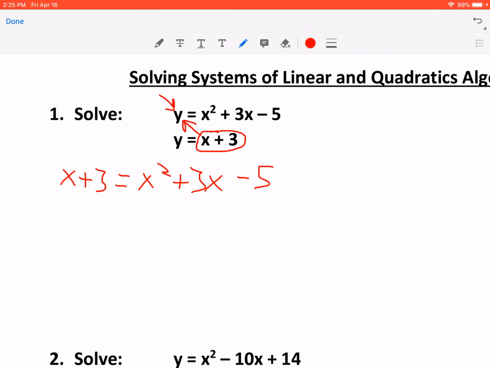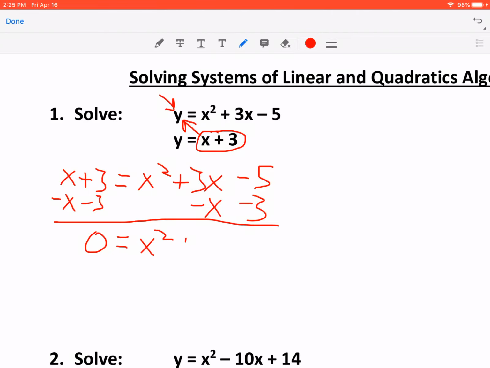Now, in order to solve a quadratic, you've got to have everything on the same side. So I would bring the x from the left over to the right, and the plus 3. How do you get rid of a plus 3? You simply do a minus 3. Now, you've got 0, which is what we wanted, equals x squared, 3x minus x is plus 2x, negative 5 minus 3 is minus 8. So we need to factor this quadratic.